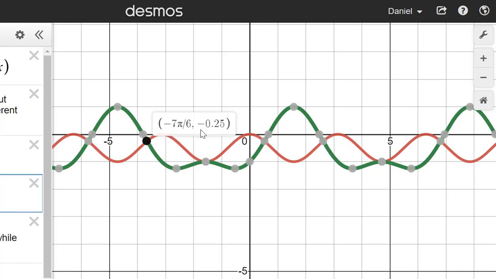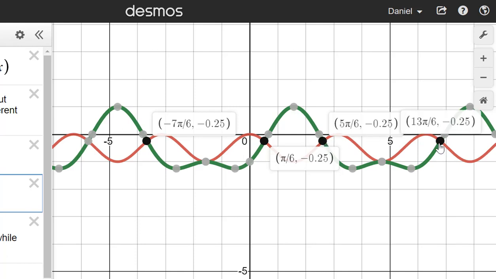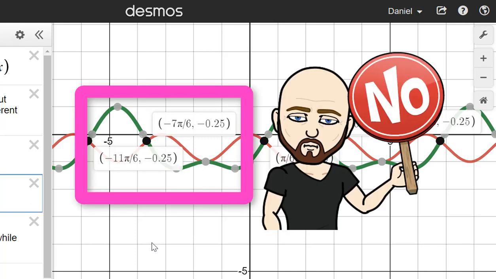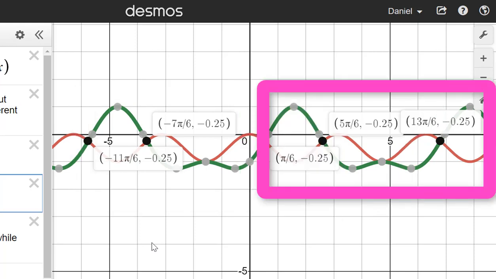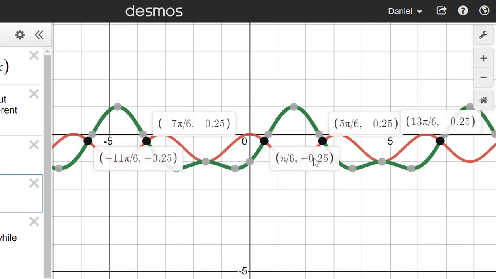One you see is at negative 7 pi over 6. You'll see another one over here at positive pi over 6. You'll see a third one over here at 5 pi over 6. And you'll see another one over here at 13 pi over 6. And there's another one over here at negative 11 pi over 6. Right off the bat, these two on the left we're going to eliminate because they're less than 0. Remember, we have a domain restriction, so we don't want to worry about those. But then the ones on the right, we have pi over 6 and 5 pi over 6.